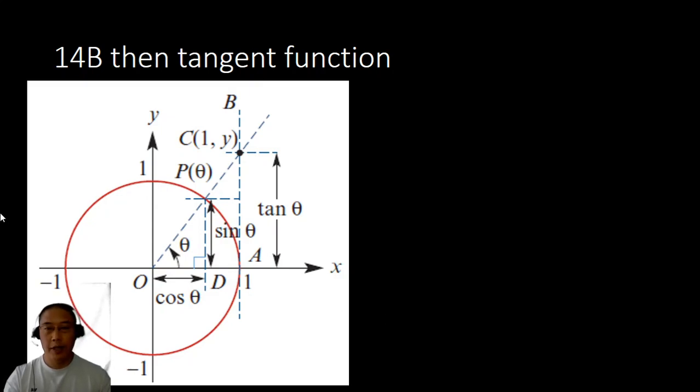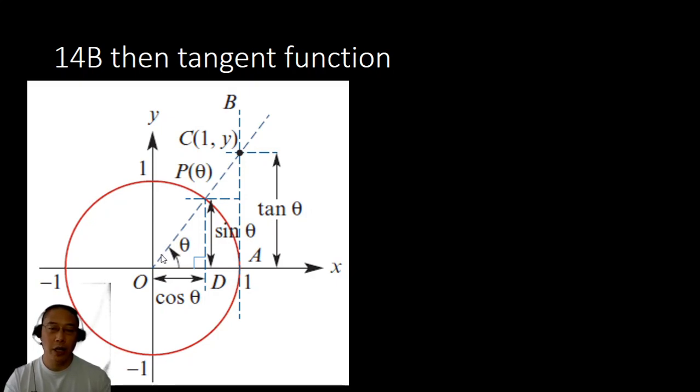All right, year 11, Tech 2 on 14b, which is the tangent function. So as you can see on here, you have the unit circle. Across you have your cos and your verticals, your sine. Your tangent is defined as the ratio of the two.